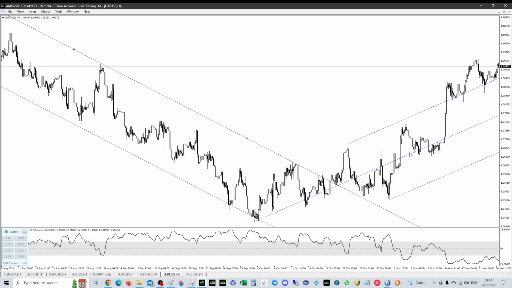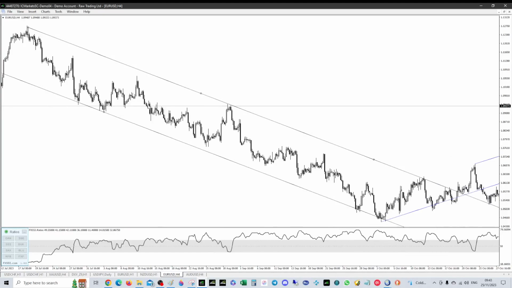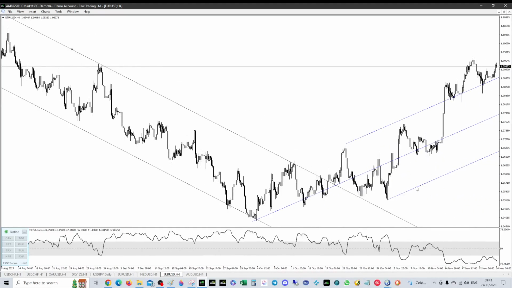So how else can we identify the trend without channels and pitchforks? Well, it's simply a case of looking at, in a downtrend you're making lower lows, and in an uptrend you're making higher lows. So which is what we did here.